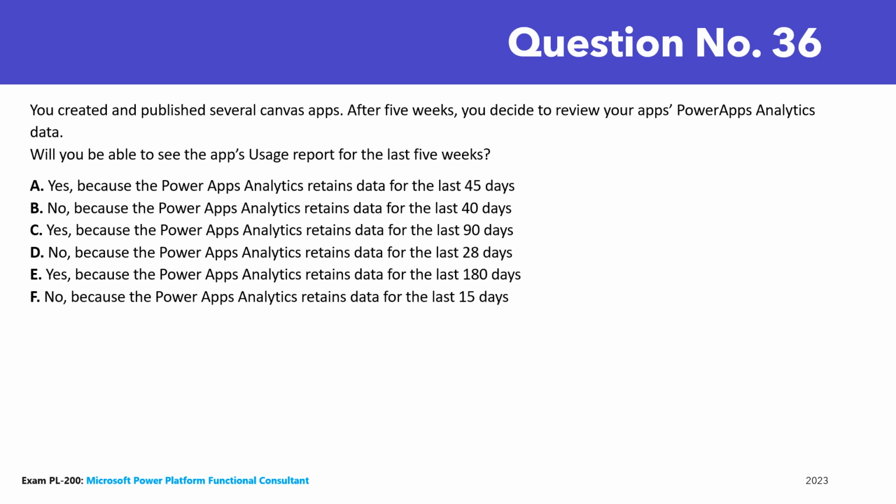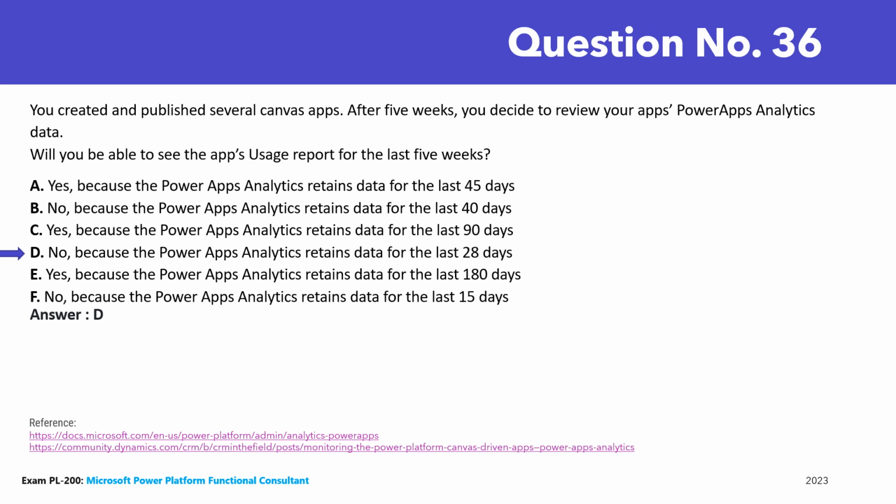You created and published several Canvas apps. After 5 weeks, you decide to review your app's Power Apps analytics data. Will you be able to see the app's usage report for the last 5 weeks? A. Yes, because the Power Apps analytics retains data for the last 45 days. B. No, because it retains data for the last 40 days. C. Yes, because it retains data for the last 90 days. D. No, because it retains data for the last 28 days. E. Yes, because it retains data for the last 180 days. F. No, because it retains data for the last 15 days. Correct answer. D. No, because the Power Apps analytics retains data for the last 28 days.